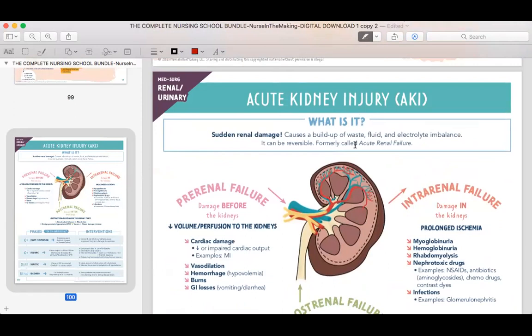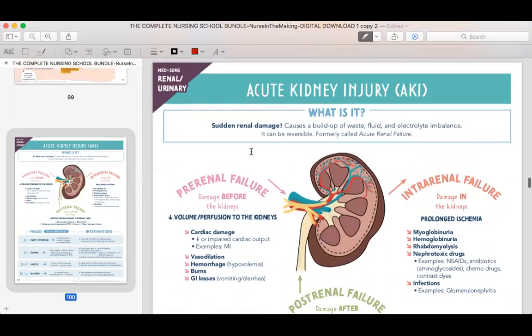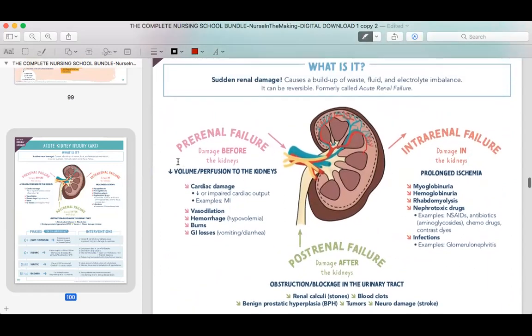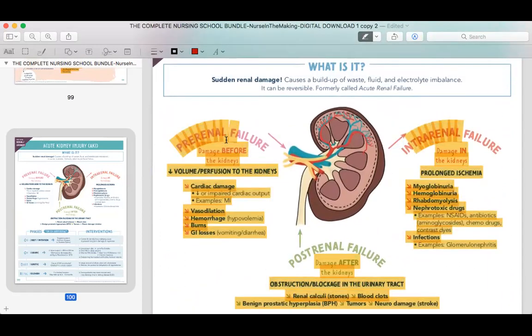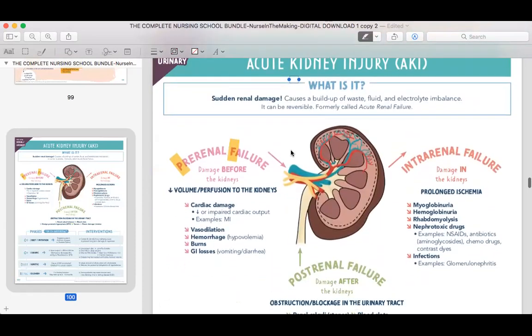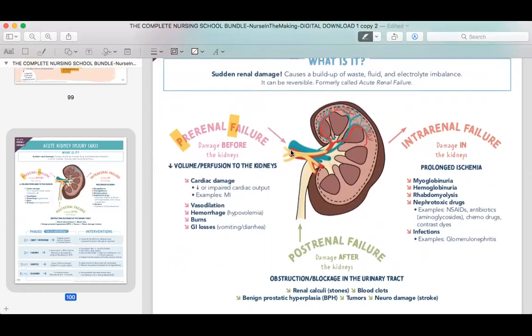Acute kidney injury is damage to your kidneys. It has three different causes. The thing with acute kidney injury is it can happen in three different sections. So it can happen in pre-renal, before it reaches the kidneys.